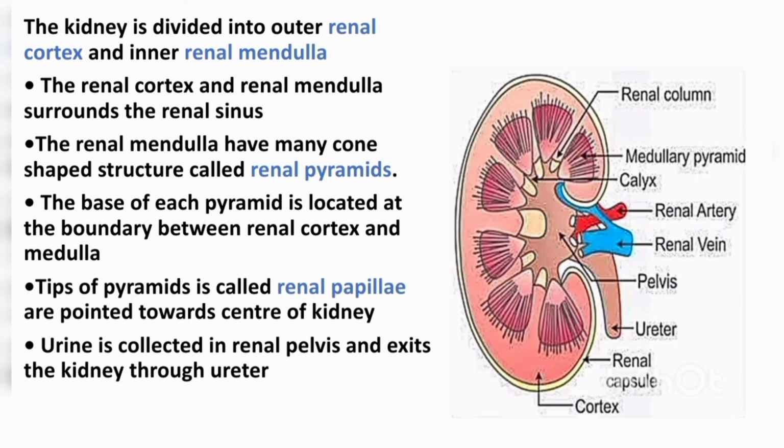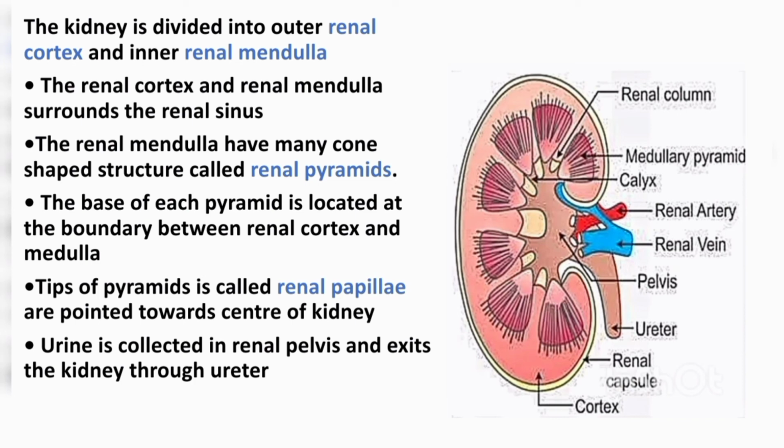So students, now we basically learn about the structure of the kidney. The kidney is divided into the outer renal cortex and the inner renal medulla. As we have learned before, there is a layer of connective tissue that covers the whole kidney. That layer is called the renal capsule. As you can see in the picture, there is a yellowish layer that covers the whole kidney, and it is labeled renal capsule.